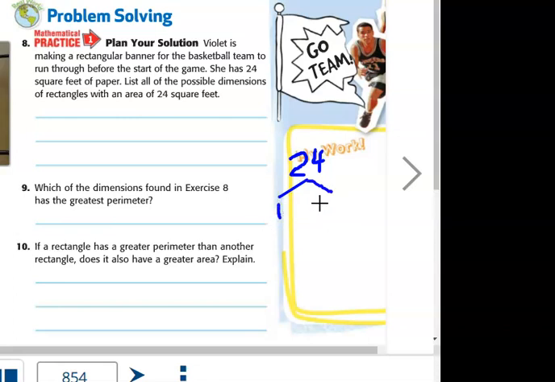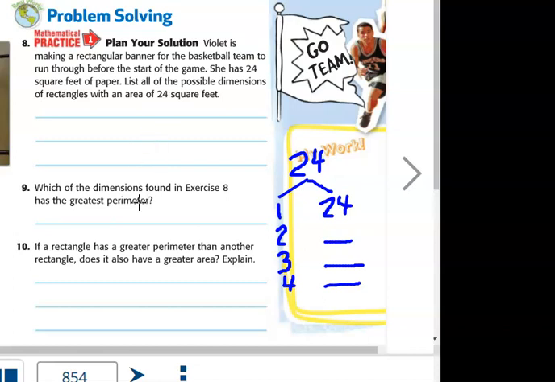I'll get you started. The first one is 1 times 24. I know 24 is even, so 2 times something will get me 24. I can count by 3's and get to 24. It's going to give me another one. And I can count by 4's and that gives me all the factors, and that's what it's asking for, just the dimensions of the rectangles that are possible that all have the area of 24 square feet.